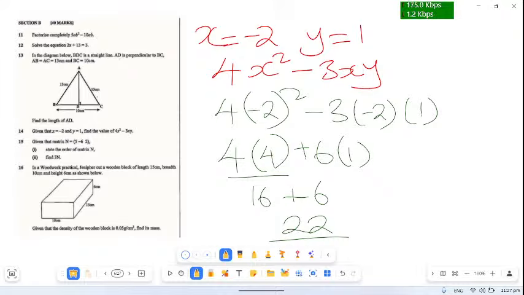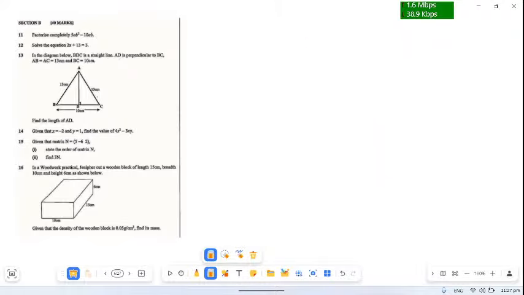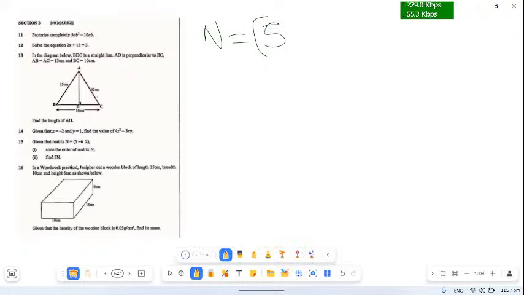Okay, we come to question 15. So we are done with question 14. We come to question 15, which is: given that matrix n is as follows. The matrix n is equal to, open bracket, 5, negative 6, 2. Okay, that is the matrix.